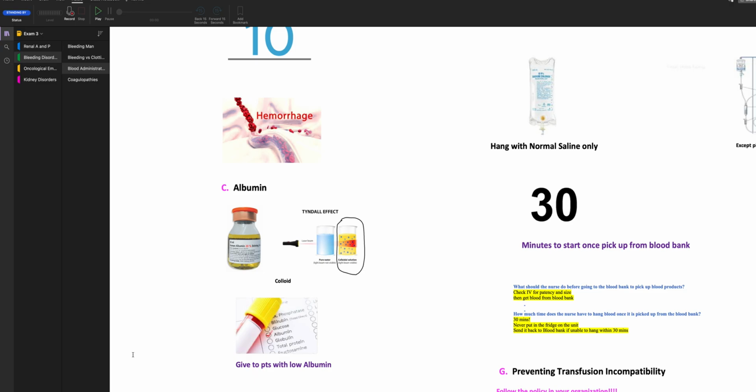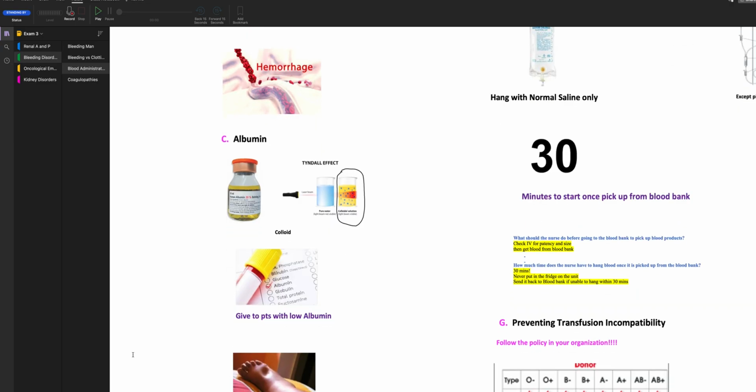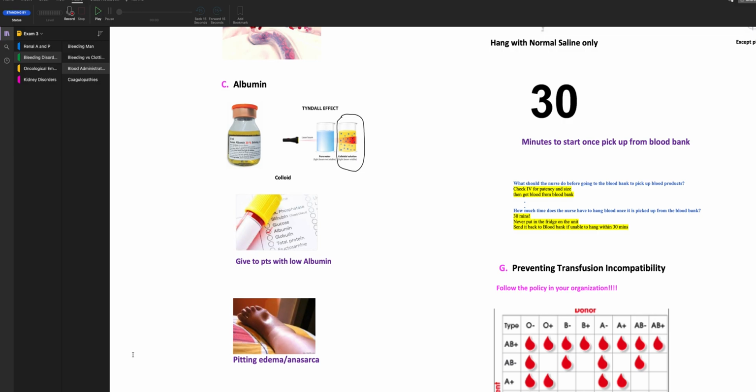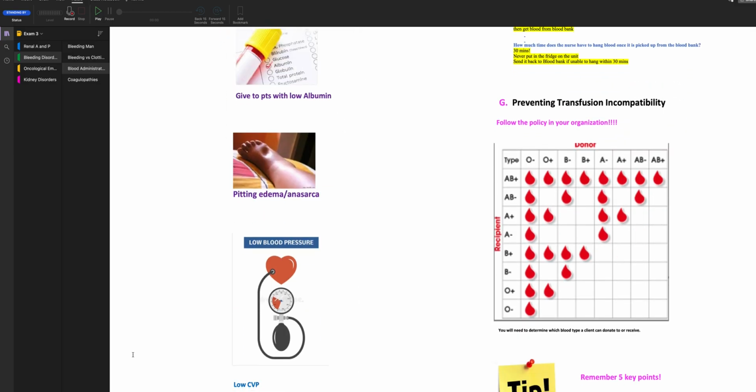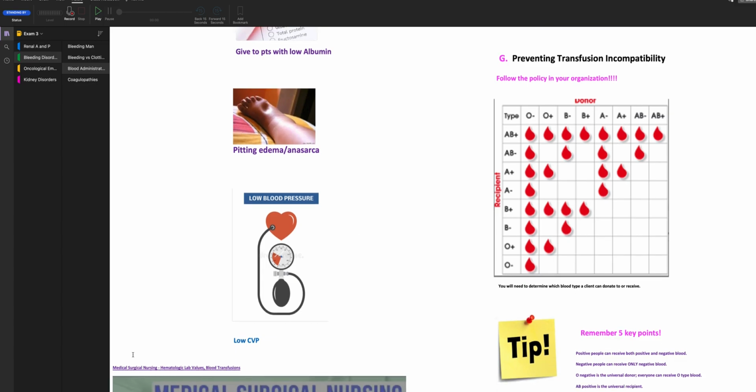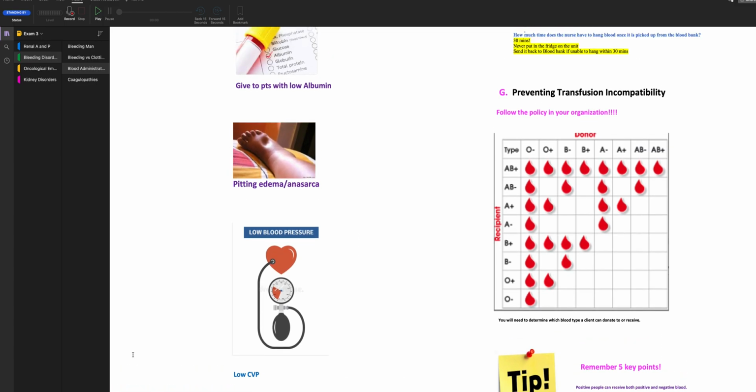All right, so you give it to patients with low albumin. Oh, here we go. Pitting edema or anasarca. They have low blood pressure, low CVP. That would be another indication of giving albumin. So the goal of it is to bring some of this fluid that is in the interstitium. You put albumin in their blood, and the fluid hopefully is going to go back into the vascular system.